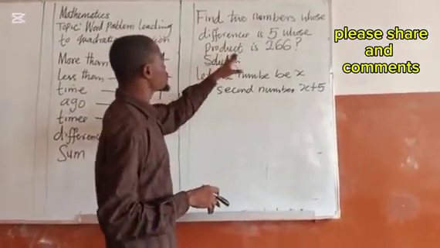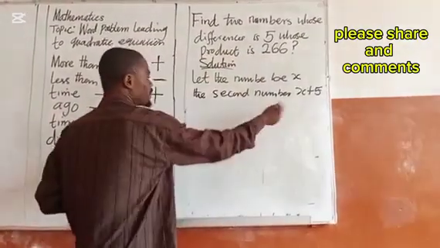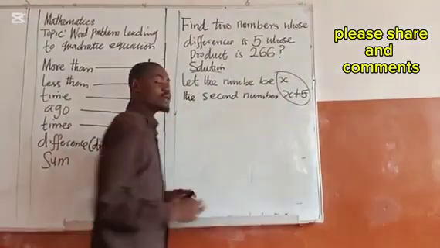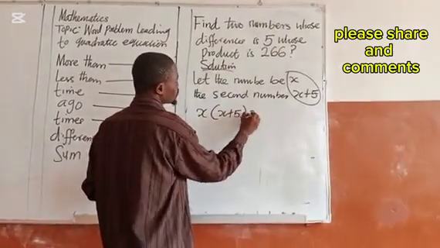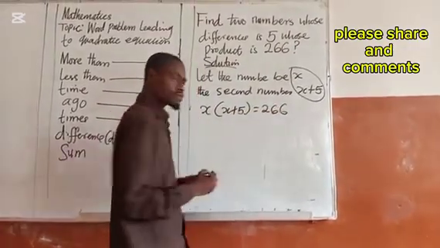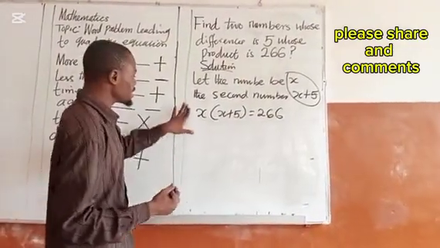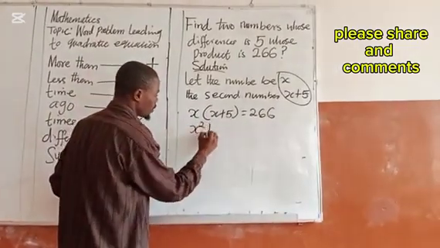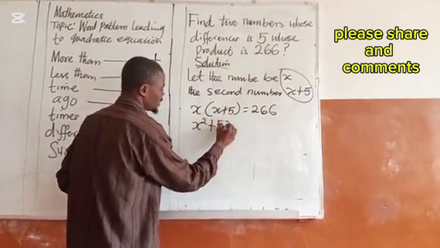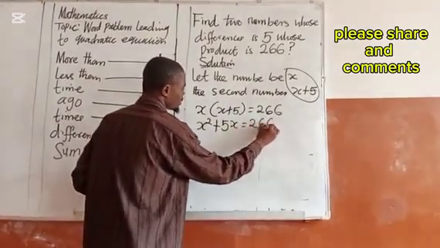And if I say whose product is 266, which means if I multiply these two numbers together, the product is 266. x, open bracket, x plus 5, is equal to 266. This is what I need. As you can see, it has changed to a quadratic equation. So x times x, we have x squared, plus x times 5, we have 5x, is equal to 266.